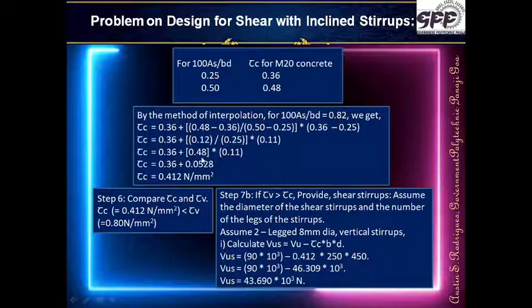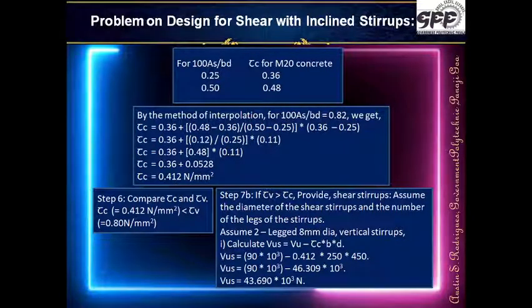So I get 0.36 plus 0.48 into 0.11. Finally solving this, I get tau c as 0.412. The value of tau c comes as 0.412 Newton per mm square. Now the understanding is that we interpolate because we consider this a straight line graph. In between this and this there is a straight line. That's the way we have interpolated and we have got the value of tau c as 0.412.